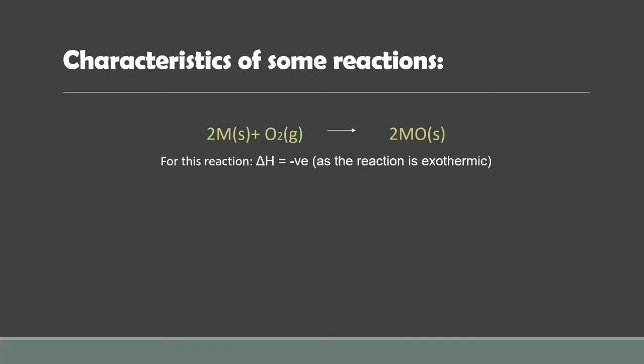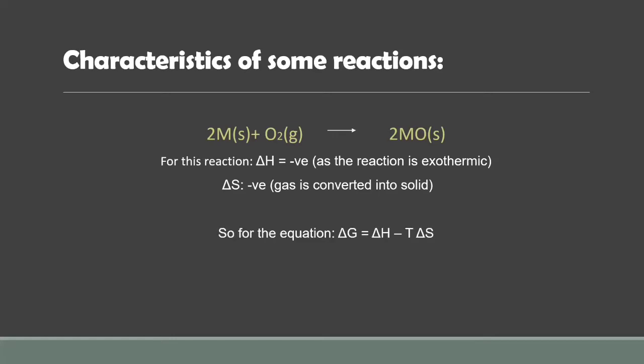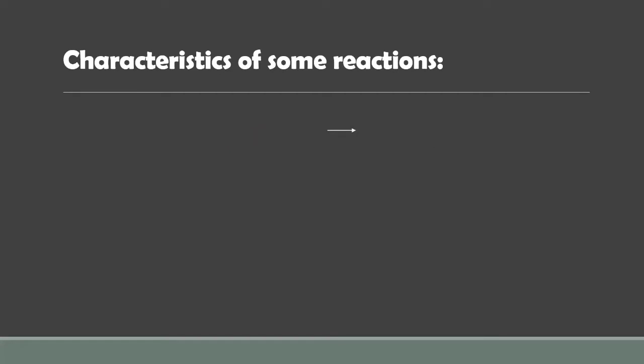Combustion reactions are considered to be exothermic, and so delta H is always negative for these reactions. Over here, delta S is negative as the gas is converted into solid and the randomness decreases. So for the given equation, we can say that delta G increases with increase in temperature.